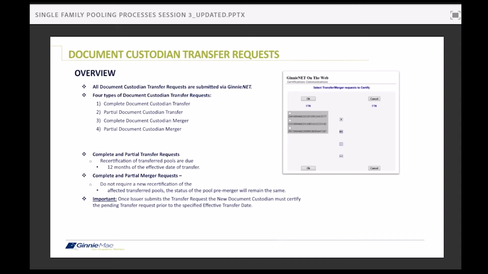Once issuers submit the transfer request, the new document custodian must certify the pending request prior to the specified effective transfer date. We put that there because one of the things we notice most of the time is the issuer submits and the custodian goes in and retrieves 2 or 3 days after the transfer date. When the pool file comes down to Ginnie Mae's back end for processing, it is going to be rejected because the transfer date has passed. So I would suggest when you're sending this up, speak to the new custodian: this is the date I'm trying to meet for my transfers, can you accommodate this date?